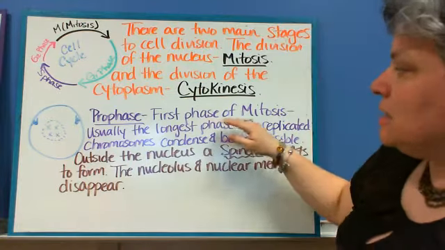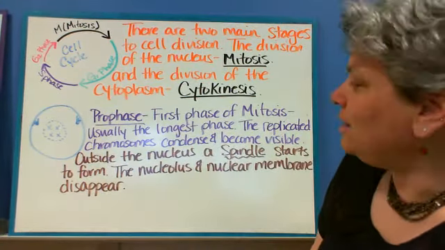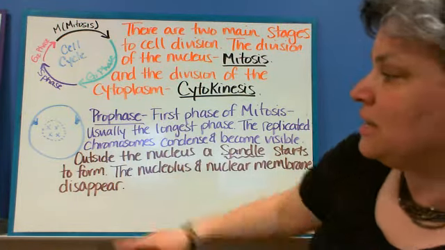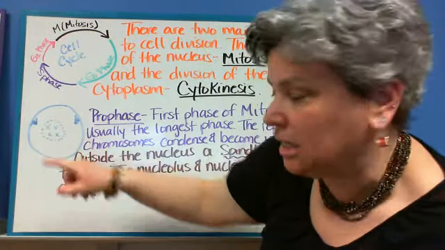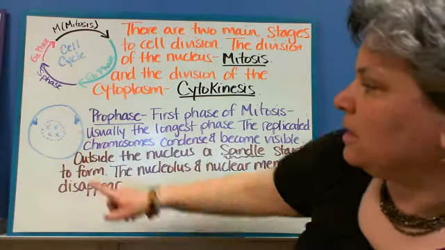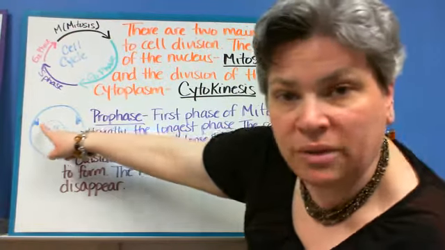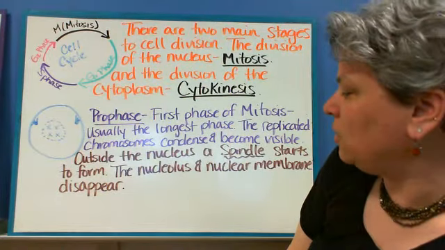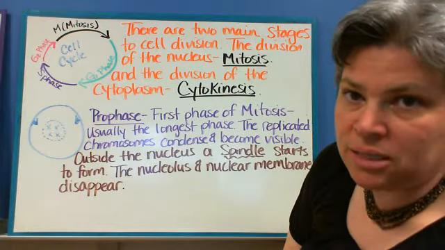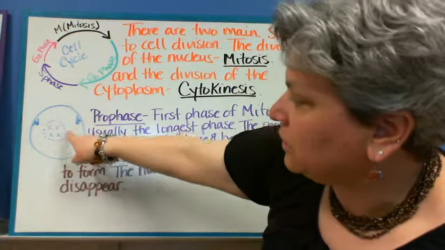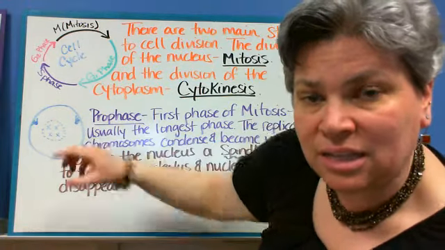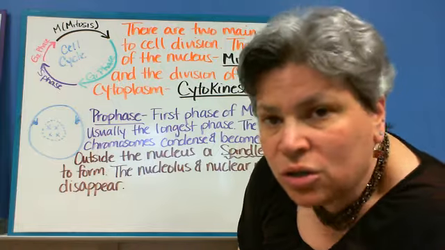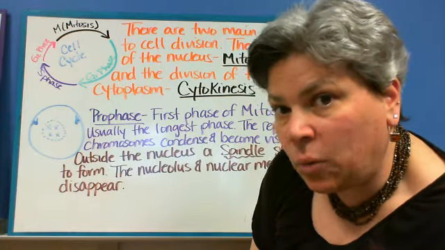So prophase is the first phase of mitosis. It is usually the longest phase. The replicated chromosomes have condensed and become visible. I can see them. Outside the nucleus, a spindle, which is what these are, starts to form. The nucleolus and nuclear membrane disappear. That's the significance of the dashed line instead of the solid line for the nuclear membrane. The nuclear membrane is actually going away.